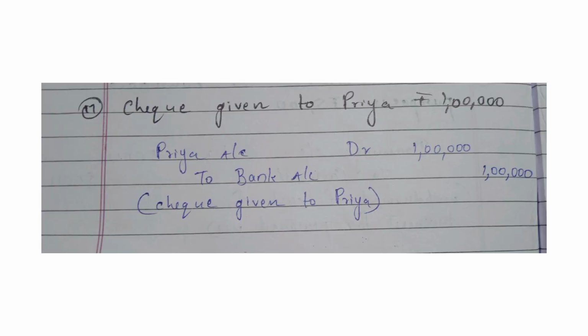Next one is check given to Priya, rupees 1 lakh. Just the opposite case of the previous one. So the journal entry will be Priya account debited to bank account.